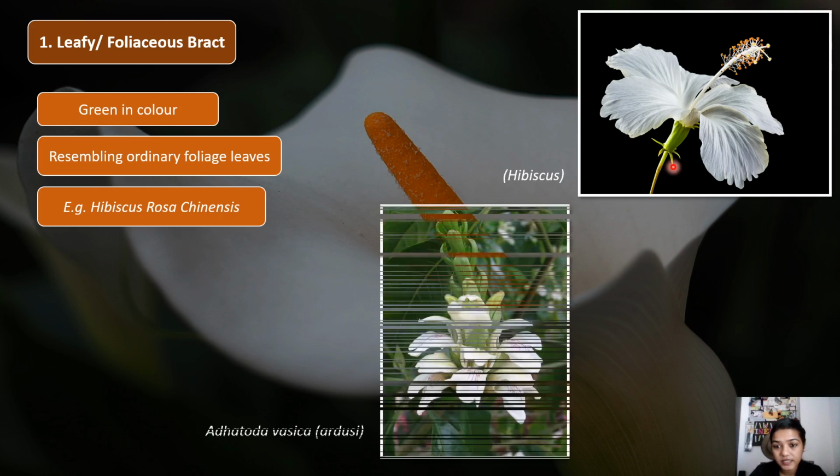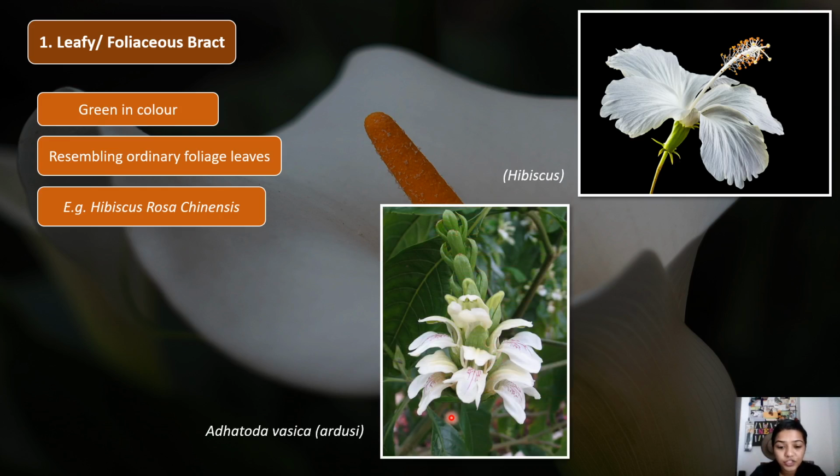This is hibiscus. Now another example that we need to understand about is Adhatoda vasica, right? In Gujarati this is also called ardusi, right? This is a medicinal plant, very useful plant, right? And this is the flower, the inflorescence of the plant, right? So if you notice, these are the flowers, right? This is a spike inflorescence. Now see, this bract chapter you can relate with the chapter of inflorescence because both of these are related.